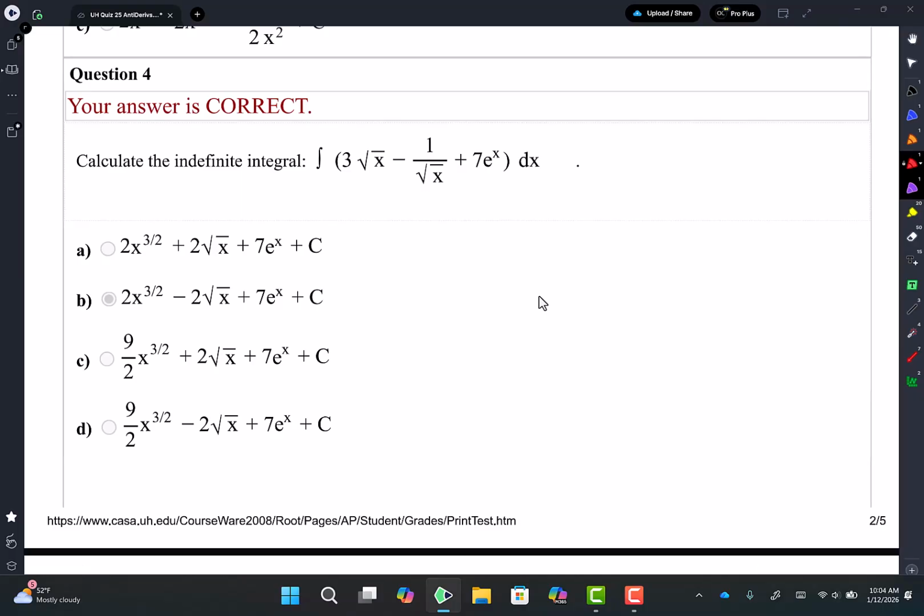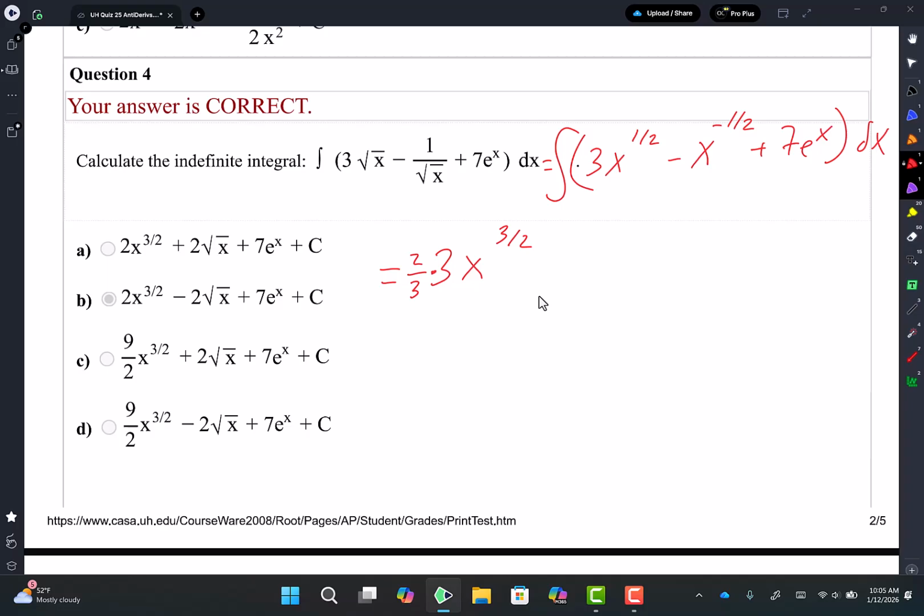Let's rewrite this. I'm just rewriting the inside. So here we go. Integral 3x to the half minus x to the negative half plus 7e to the x dx. Are we still okay? All right, here we go. 3x, add 1 to the 1 half. What's that? 3 halves divided by 3 halves, which is the same thing as multiplying by 2/3. So I put a 2/3 in the front with a little dot. You guys see how we did it?